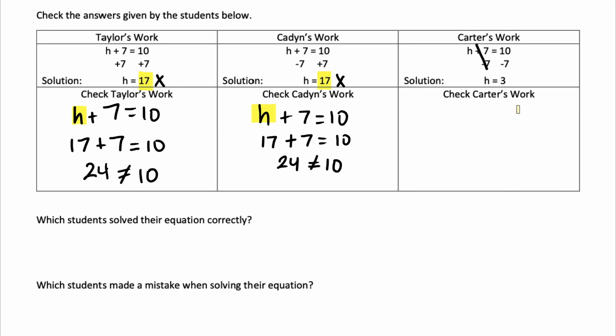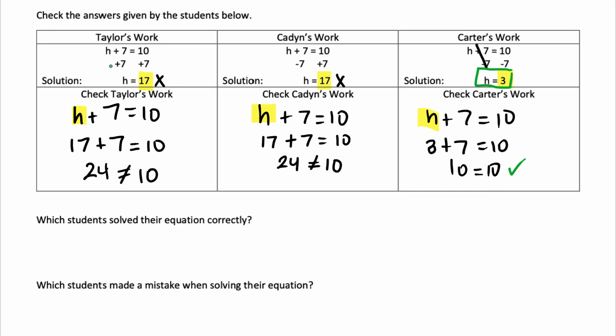So he got a slightly different answer. We're going to test it out and see if he did it right. So we have h plus 7 should equal 10. This time we're plugging in an h value of 3. And 3 plus 7 does equal 10. So 10 equals 10 gets us that true solution right there, meaning that Carter did his work correctly and got the right answer.